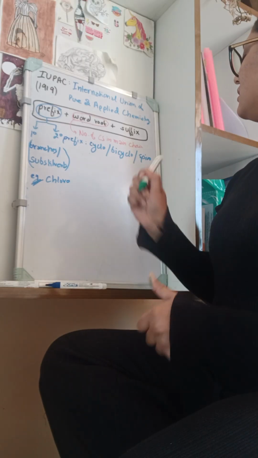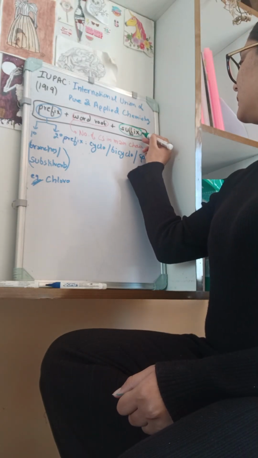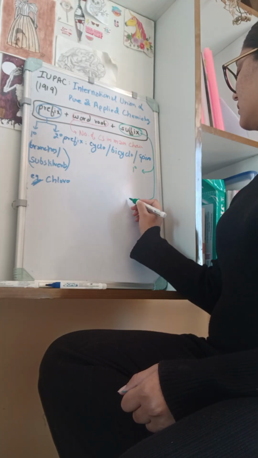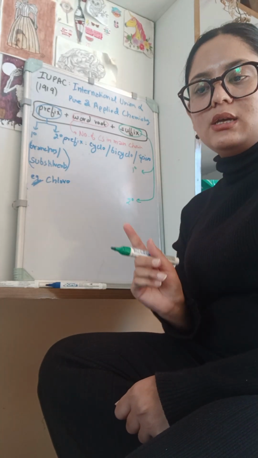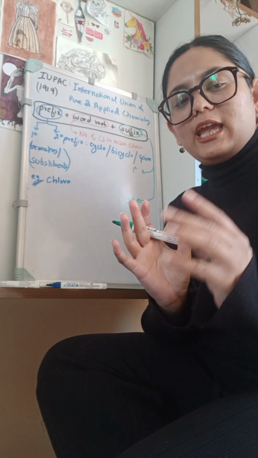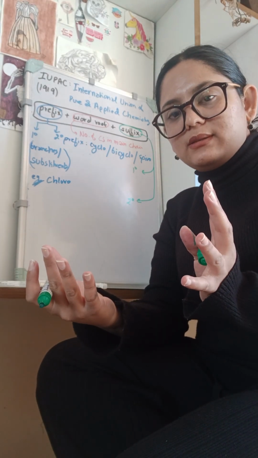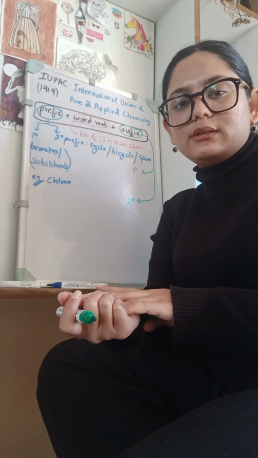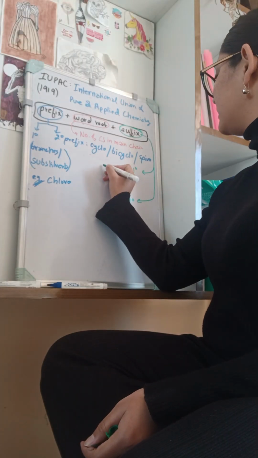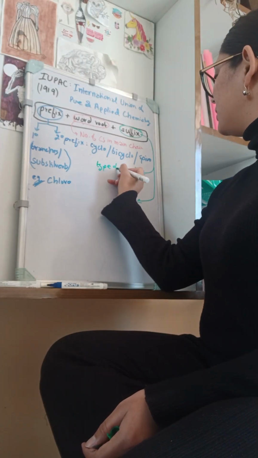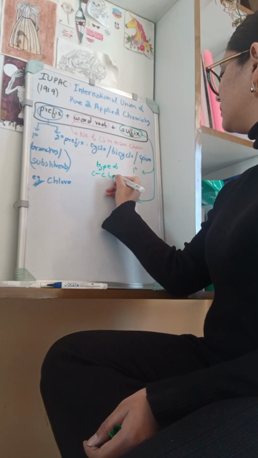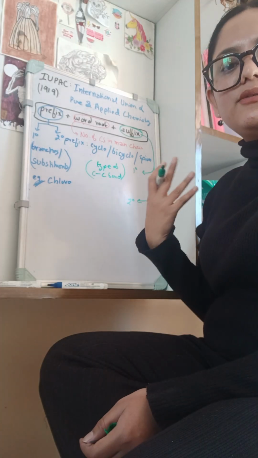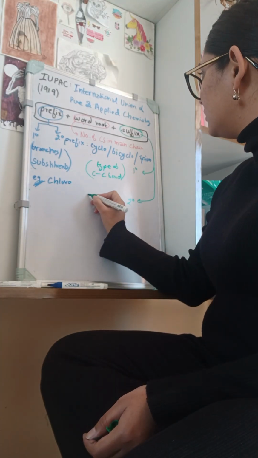Okay. Then we have suffix. Suffix are of two types, primary suffix, secondary suffix. Primary suffix basically tells us the type of carbon-carbon bond present in the compound. Now what are these type of bonds? These can be single bond, double bond and triple bond. Primary suffix tells us the type of carbon-carbon bond. Secondary suffix is basically the function group which is present in the compound.